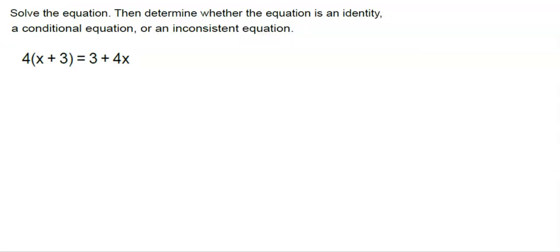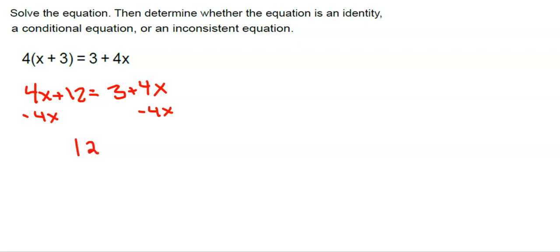Now let's solve this equation. It's a little simpler equation, so it shouldn't take us quite as long. On the left side, we'll distribute the 4, giving us 4x plus 12. On the right side, we've got 3 plus 4x. If we get our variables together on the left side, we'll do that by subtracting the 4x from both sides, and that gives us the statement 12 equals 3.